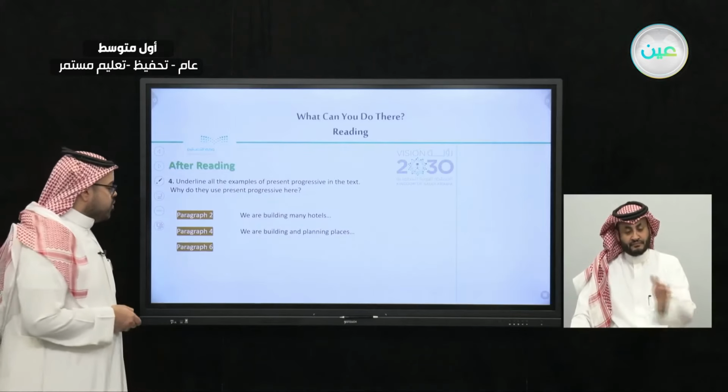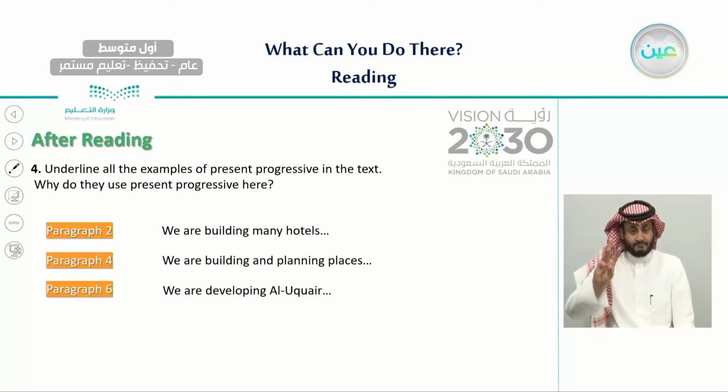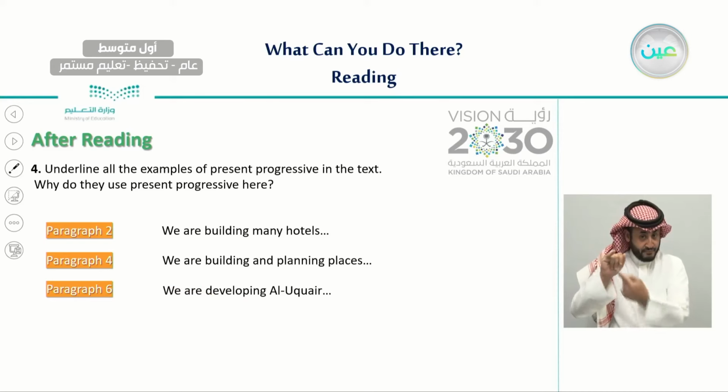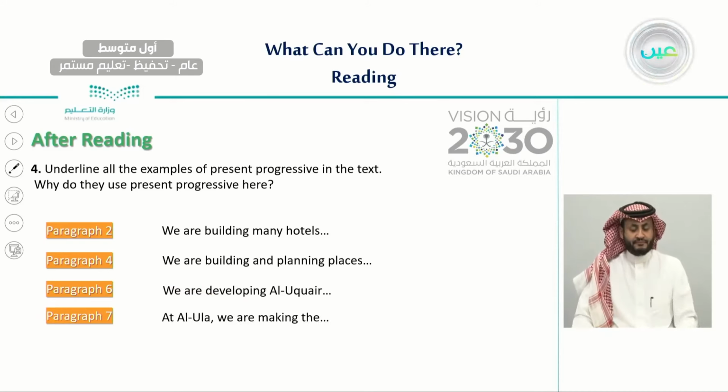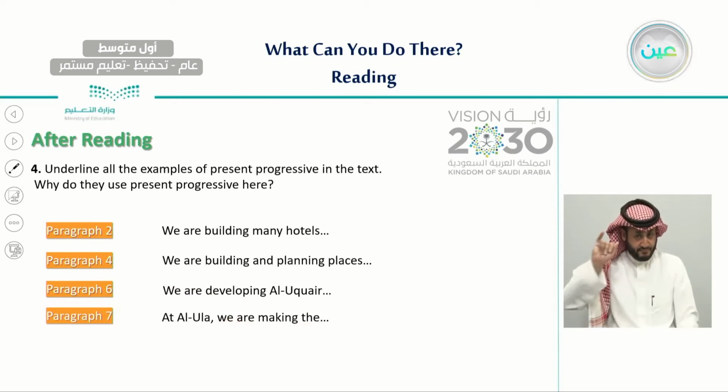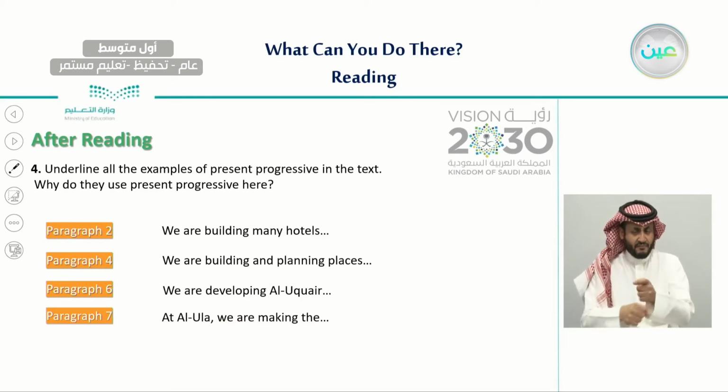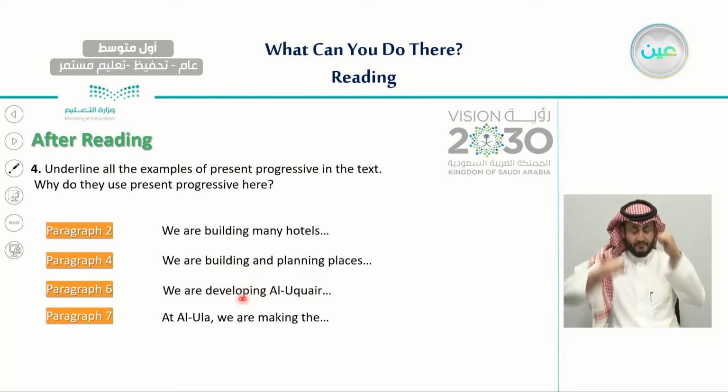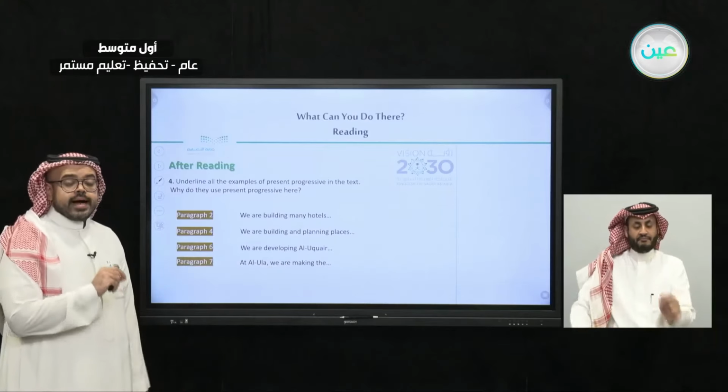And also, with paragraph number 6, we have this sentence. We are developing Al-Ugair. This also should be underlined. And with paragraph number 7, at Al-Ula, we are making. So here we have 5 verbs written in the present progressive. The first one is building in paragraph 2. The other one is building and planning in paragraph 4. And the other one is developing in paragraph 6. And in paragraph 7, we are making. So all of these verbs should be underlined.